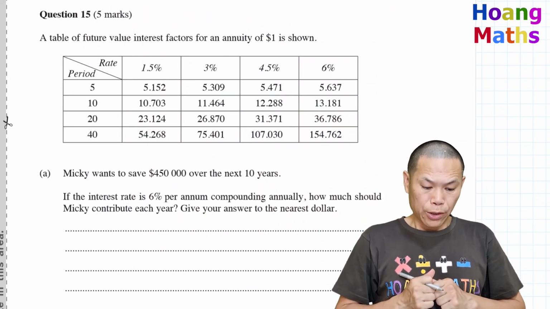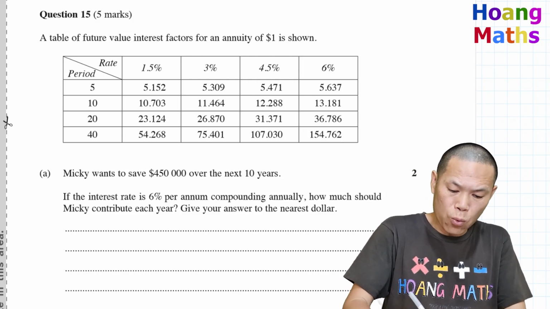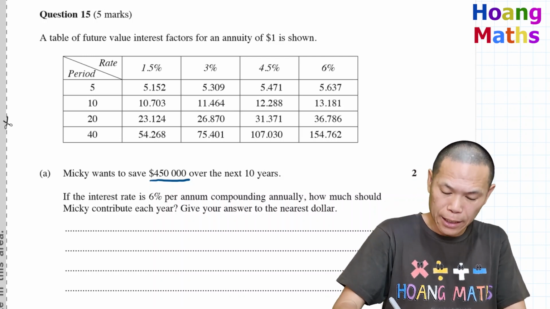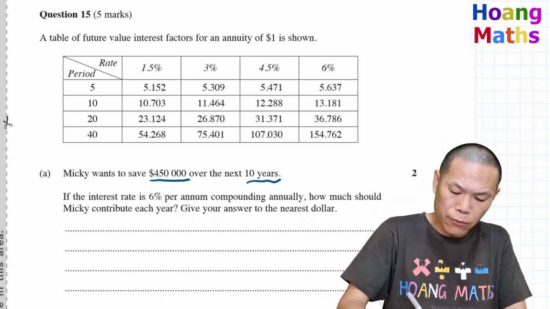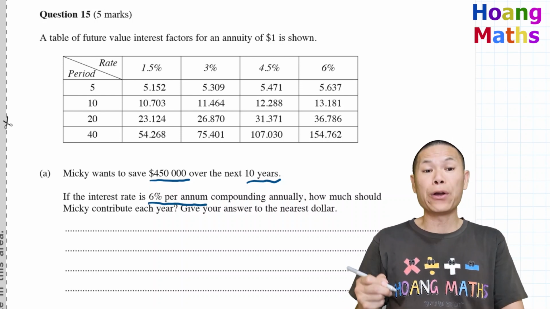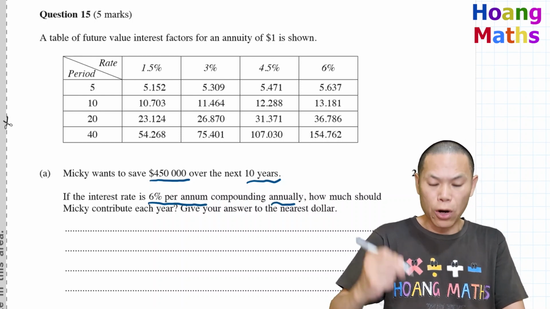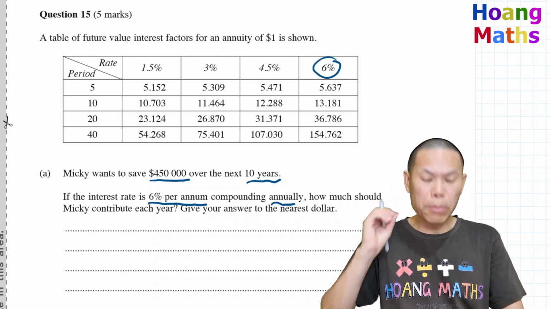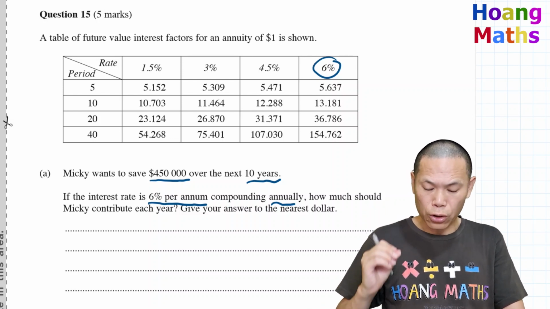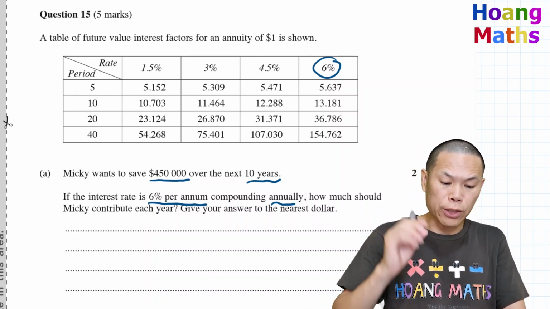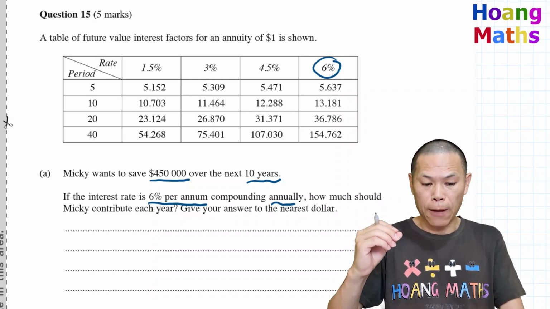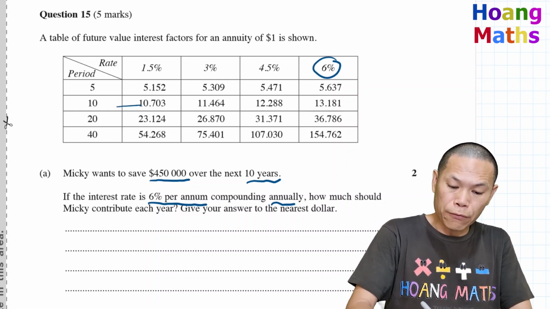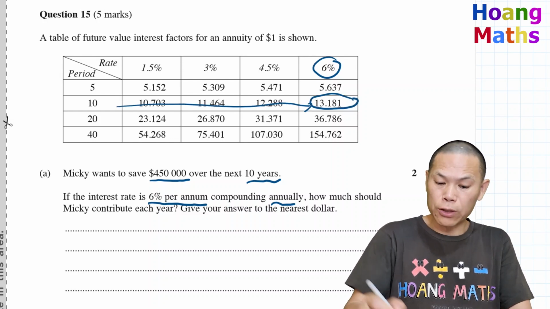Question 15. So first of all, we know that Mickey wants to save $450,000 over 10 years. And we know that the interest rate is 6% per year per annum, compounded annually. So R stays the same, that is 6%. And how much should Mickey contribute each year? To work it out, first of all, we know the table is the annuity of $1, and we know that is for 10 years. So N is 10.